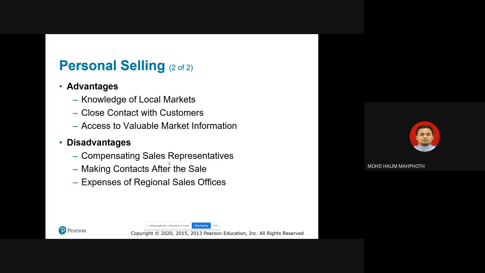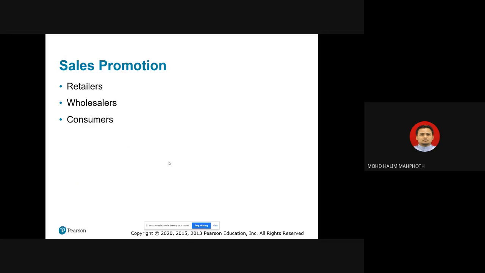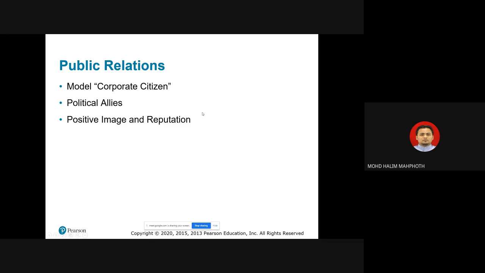Then there are the expenses of the regional sales office, because they have to set up a number of agents and some technicians, what we call stockists. Sales promotion depends on whether it targets the retailer, wholesaler, or consumer itself, because we know that the end is the consumer, but sometimes we can jump, or you can buy directly from the wholesaler or buy from the retailer.